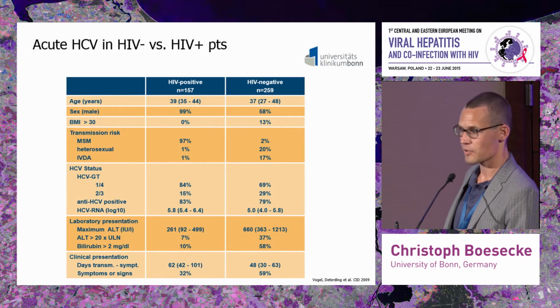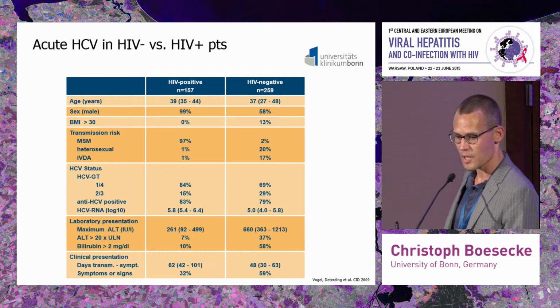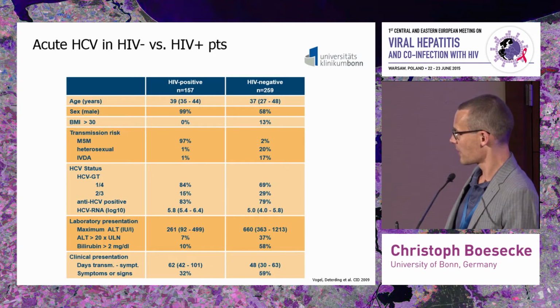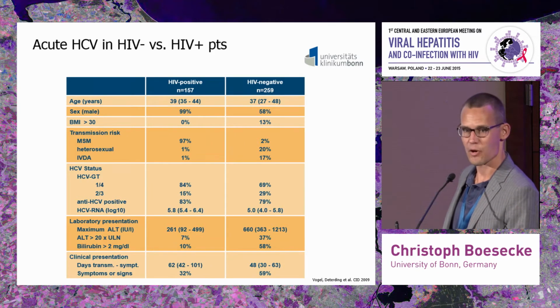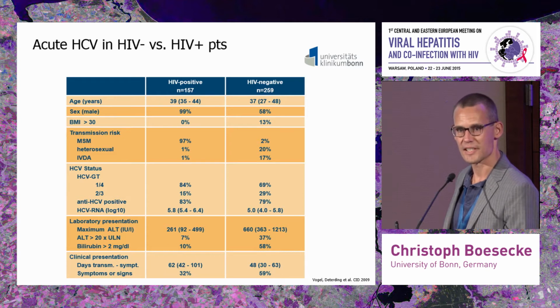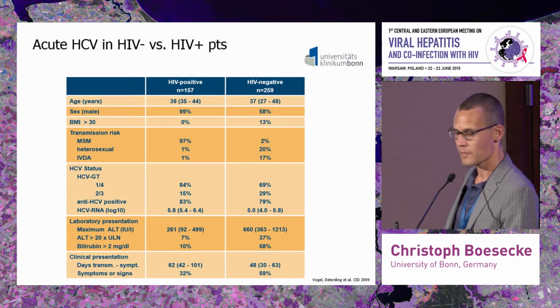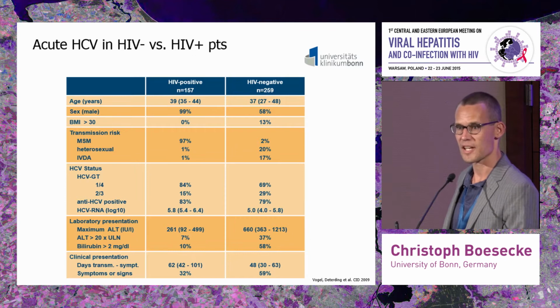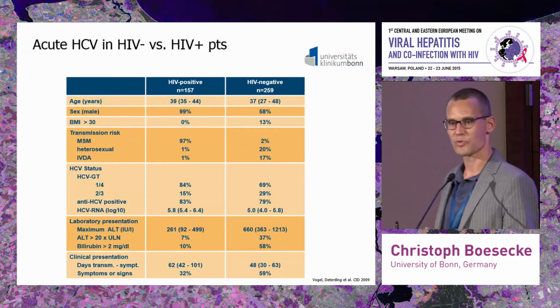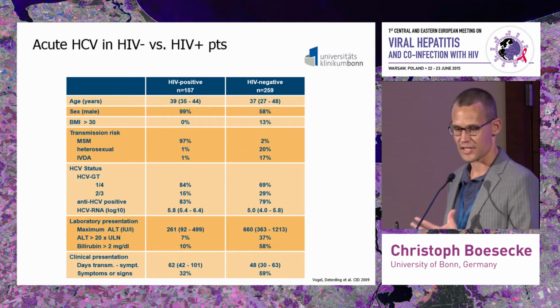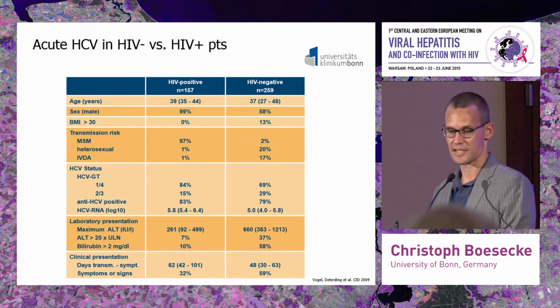So that's an analysis of our German acute hepatitis C mono and co-infection cohort. You can see that only a third of our patients will actually have clinical signs of an acute hepatic illness, compared to almost 60% in the HIV negative. So the patients won't really tell you why they show up at your clinic, that they actually have an acute hepatitis C infection.